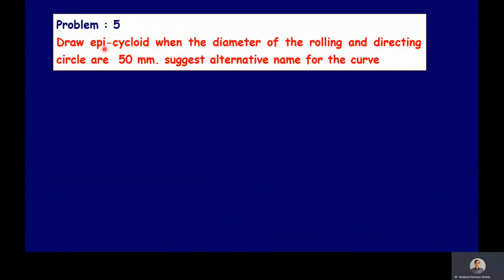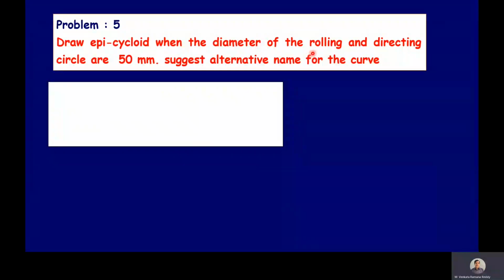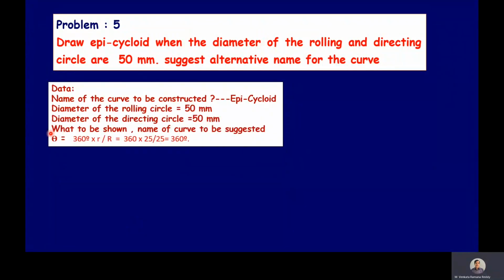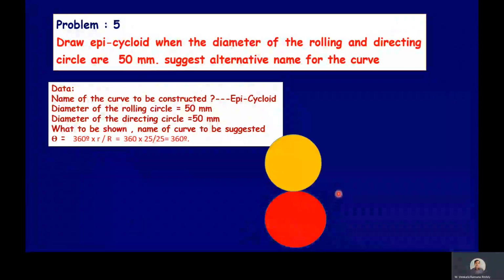Here, the name of the curve is epicycloid and diameter of the rolling as well as directing circle is 50 mm. Then angle subtended by the directing circle is 360 degrees into small r by capital R, which is equal to 360 into 25 by 25, which is equal to 360 degrees. Here, this is the directing circle and this is the rolling circle. Rolling circle rolls outside of the directing circle.